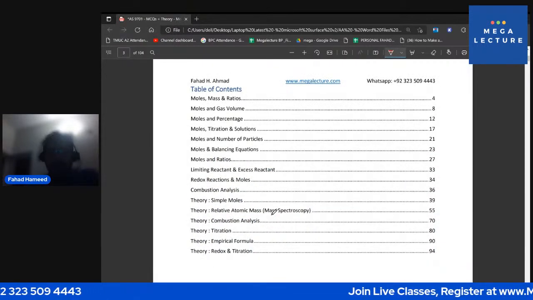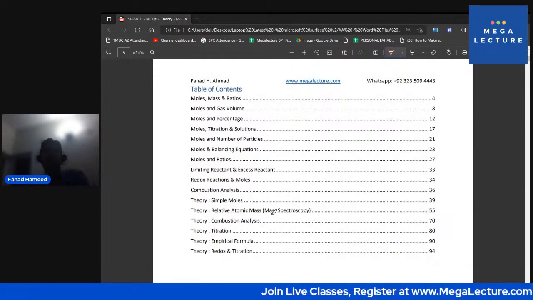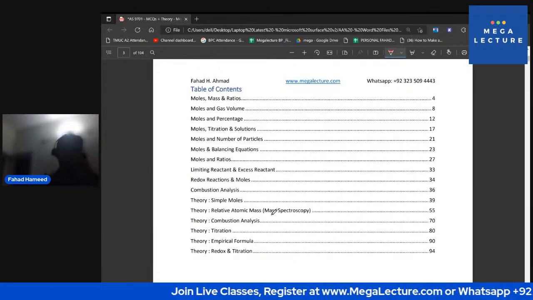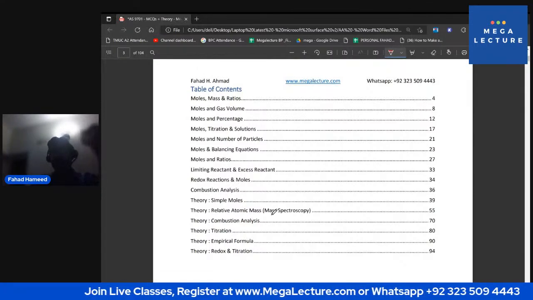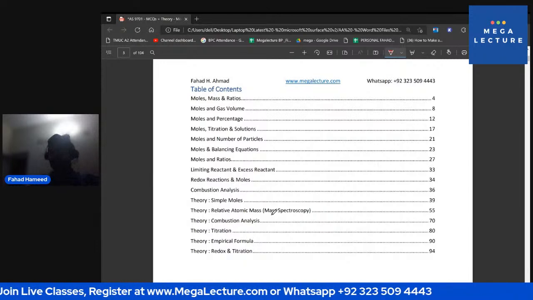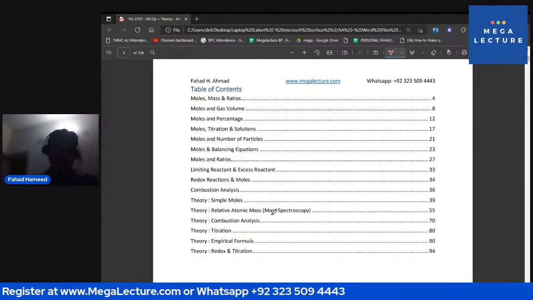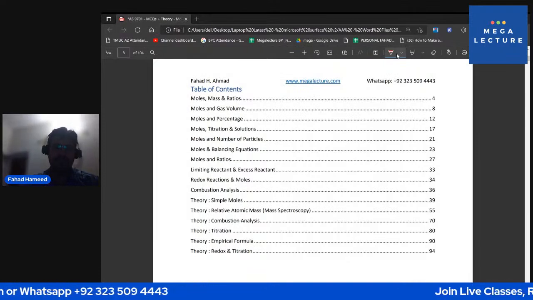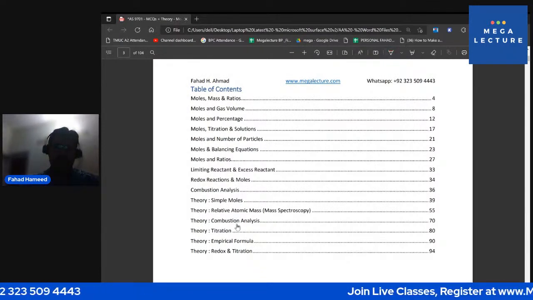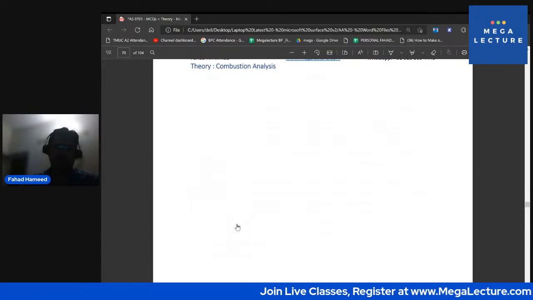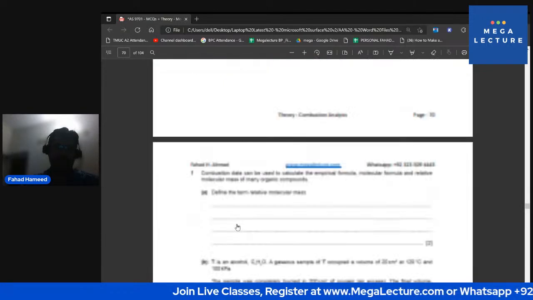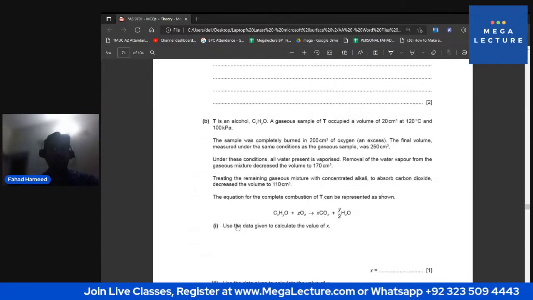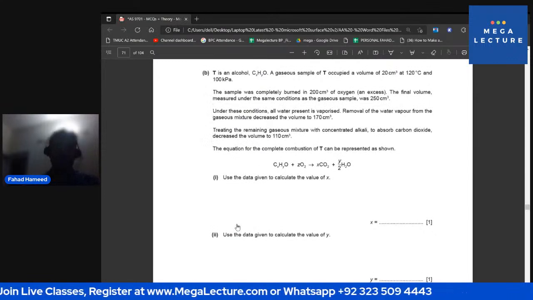I'm focusing on the big questions at the moment, the ones that carry 10 marks. Usually, you do get 2 or 3 mark questions here and there, but we're focusing on the big questions. Now, there's another one which is combustion analysis. So let's go to this page, combustion analysis, and we'll try and do a few questions related to combustion analysis.